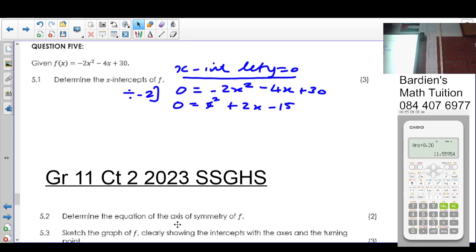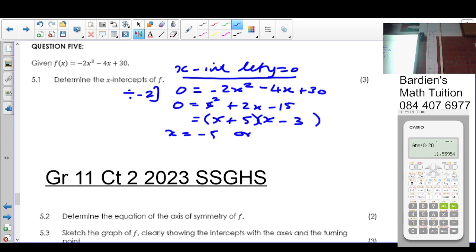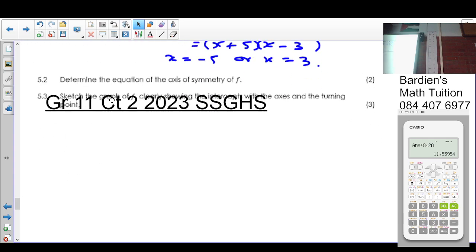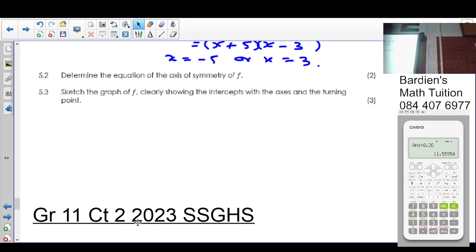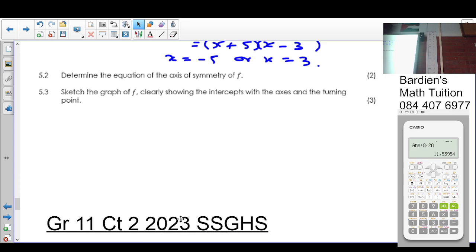So this is now a trinomial to us, not so? Which is x and x, 5 and 3, plus and minus. So x equal to negative 5 or x equal to 3. You all okay with that? Let's look at 5.2. Determine the equation of the axis of symmetry of f.